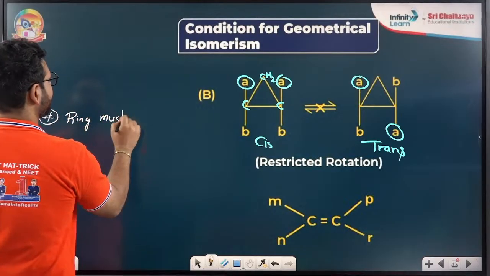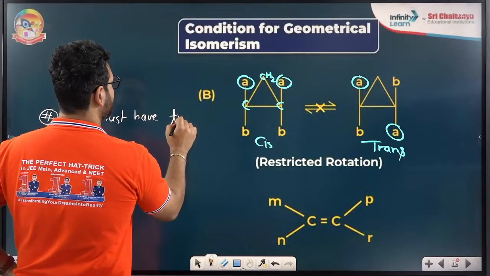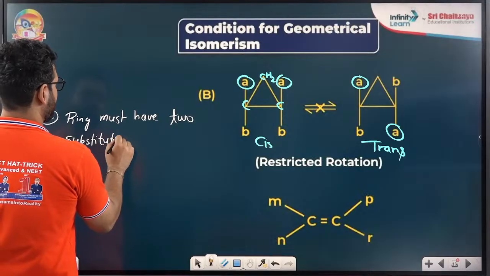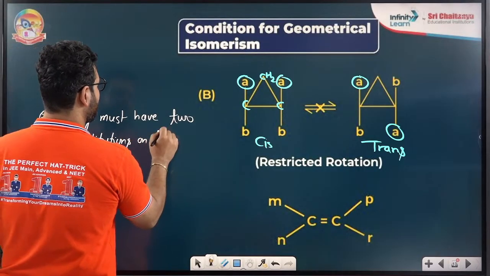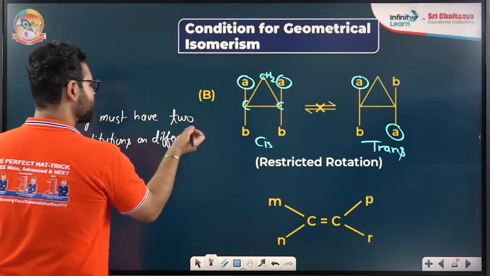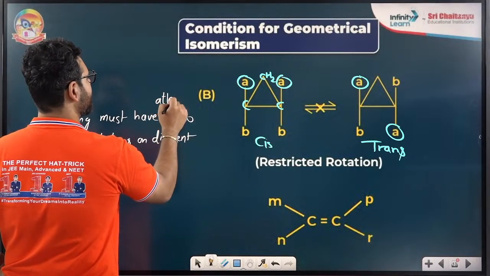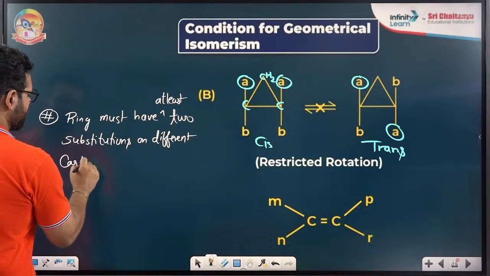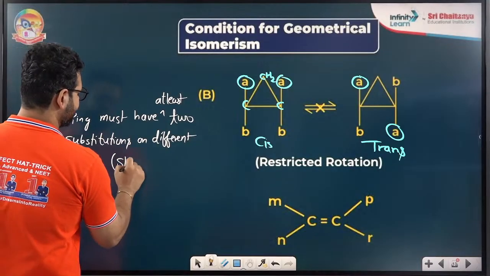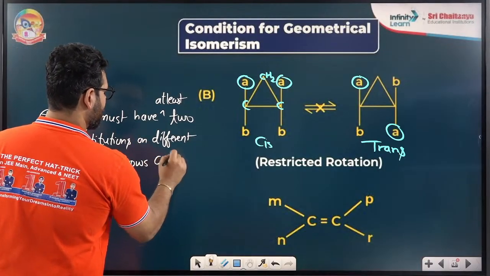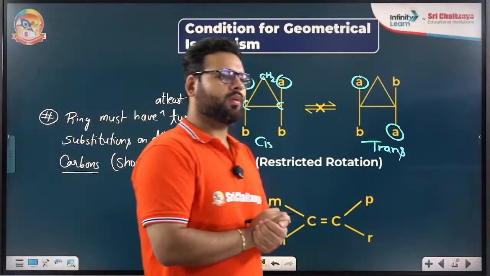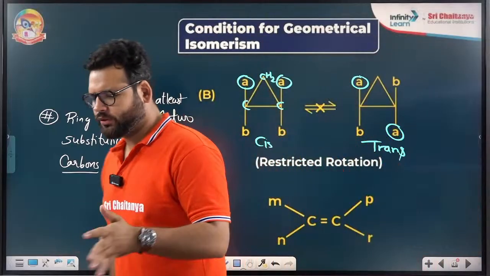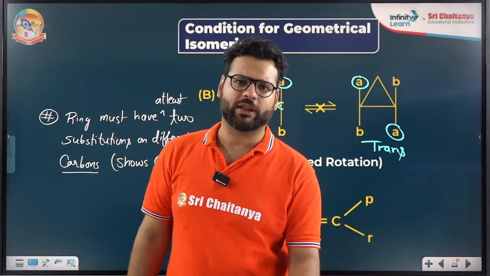Ring must have 2 substitutions on different carbons. At least 2 substitutions on different carbons. Then it will show GI. Very important point. 2 substitutions should be there. 1 substitution is not valid. At least 2 substitutions should be there.